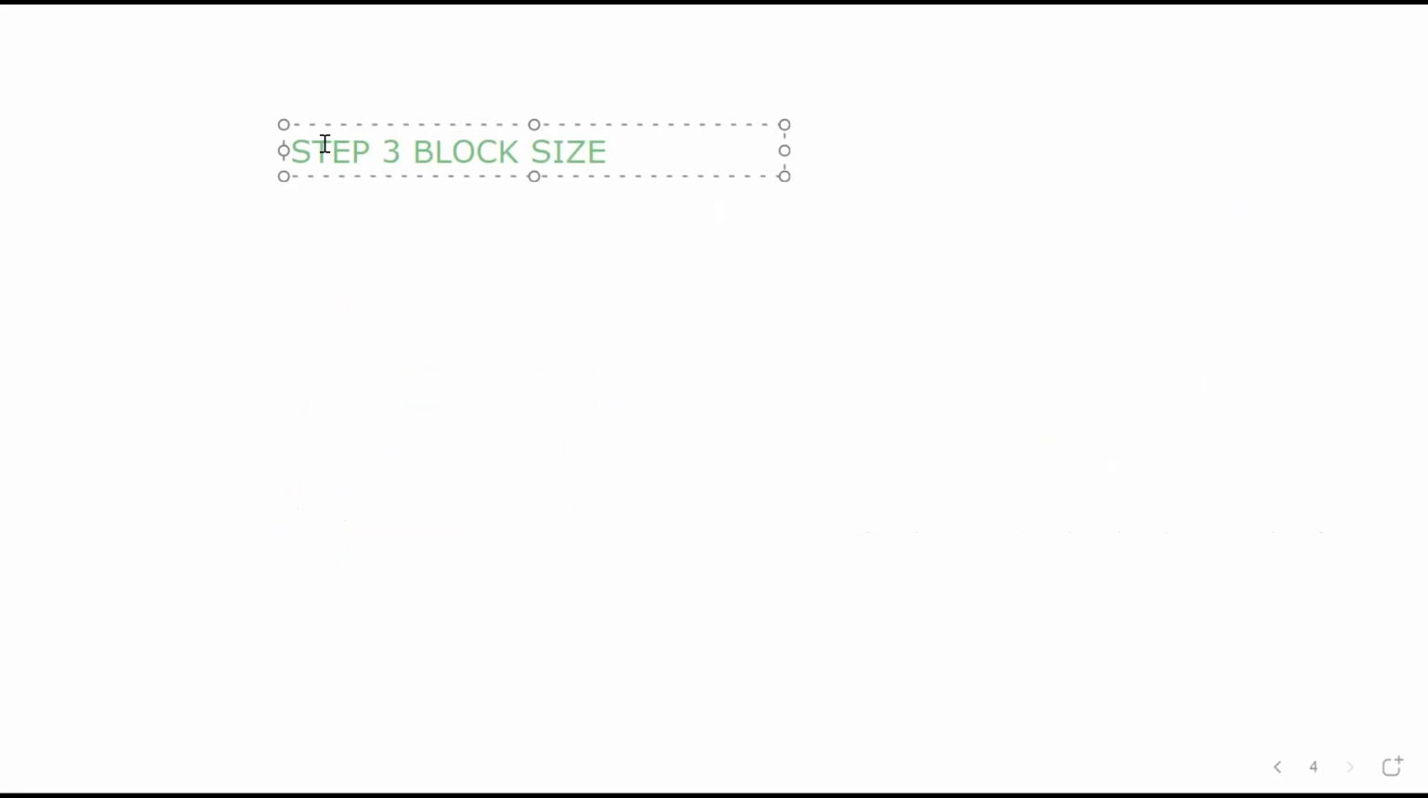Then we go to our third step, step 3, block size. So what is our formula to find the block size? Block size is 2 to the power n. What is the value of our n? 6. So we can write this as 2 to the power 6, which is equal to block size 64.